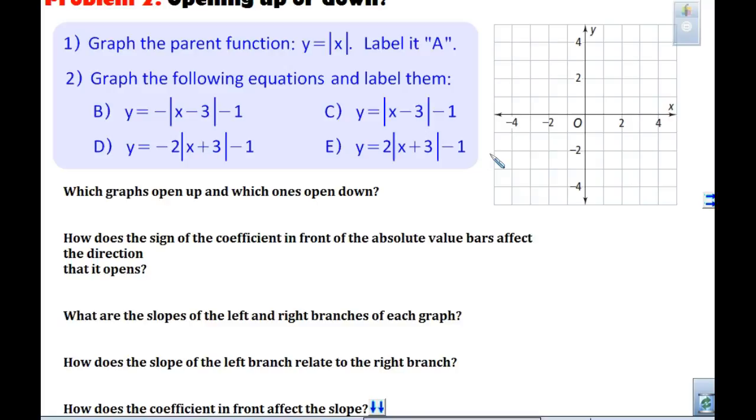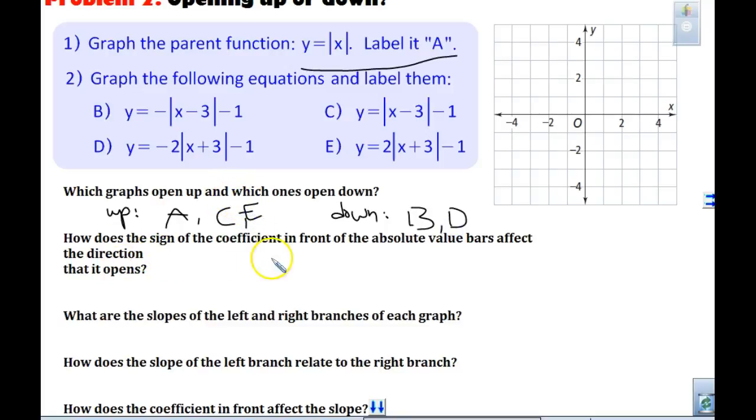Just looking at these 5 equations, A, B, C, D, E, which ones are going to open up or down? And then we're going to use our device and put these in and graph all of them. So, which one should open up? Should A open up? If we are looking at it, what do you think? Is A going to open up? Mm-hmm. How about B? B should be down. How about C? Up or down? Up. D should be down, right? The negative in front. E should be up.